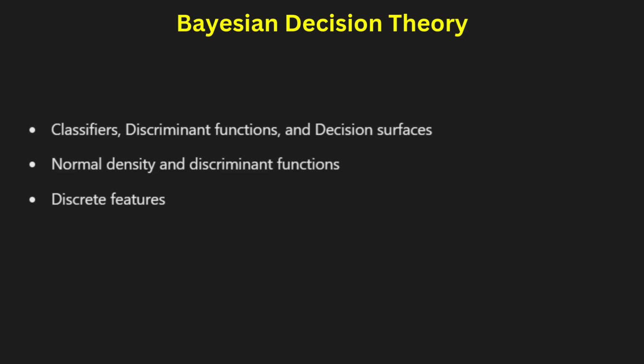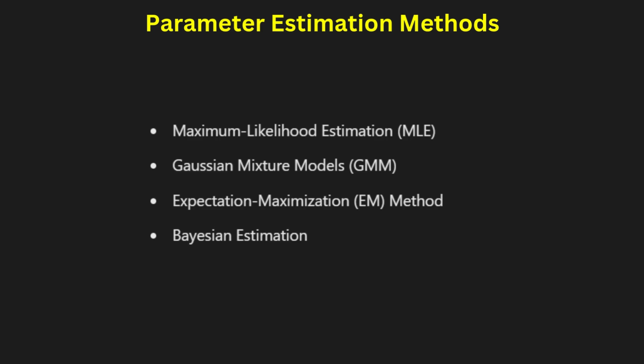The normal density function is commonly used to model the data distribution in Bayesian classification. When dealing with discrete features, probability mass functions are used instead. You already know this from the engineering mathematics probability sections. So this method is widely applied in medical diagnosis, spam filtering, and speech recognition. The Bayesian approach is robust as it combines prior information with observed data for better decision making.